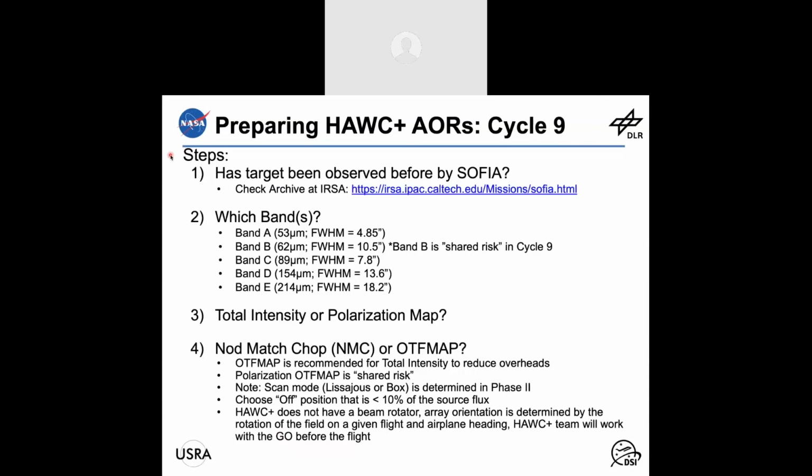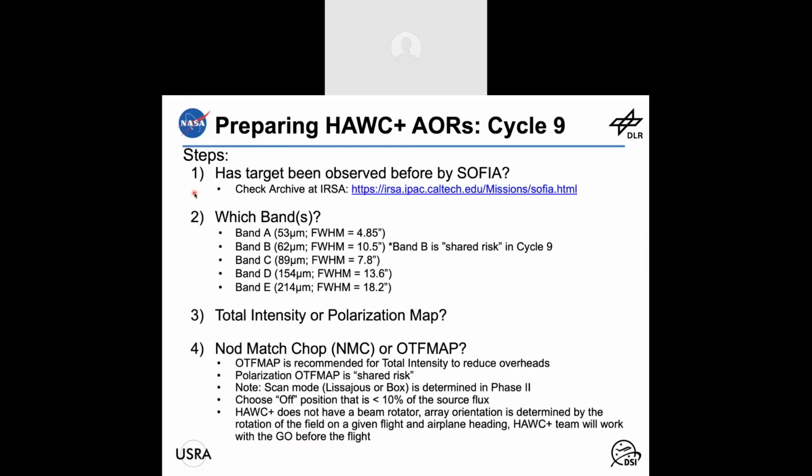So as others have mentioned, the first step in preparing a HAWC Plus proposal would be to check whether or not the target you want to observe has been observed before by SOFIA. So go to the URSA archive where all of the SOFIA data is now held. It may have already been observed, or maybe it was observed by another instrument, which could also be helpful when you are going to create your observations and estimate your observing time. So that's a very useful tool. Also, URSA has some very useful discovery tools available. So please check that out.